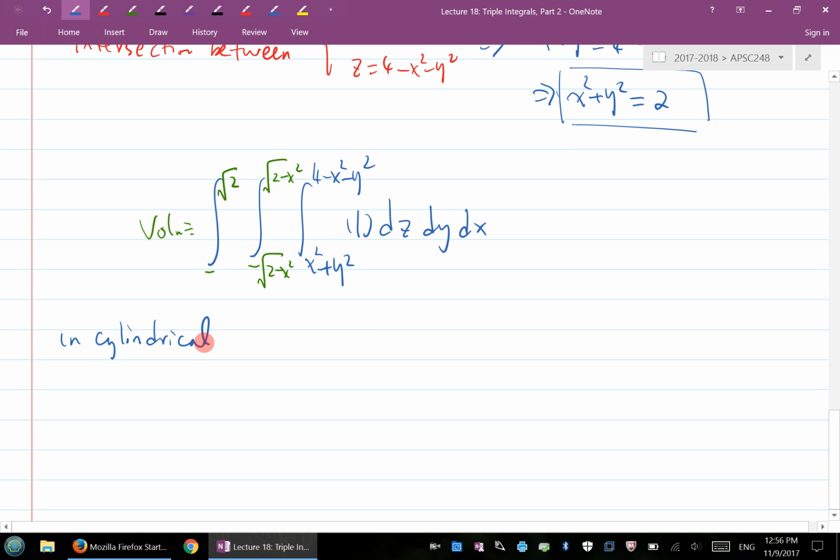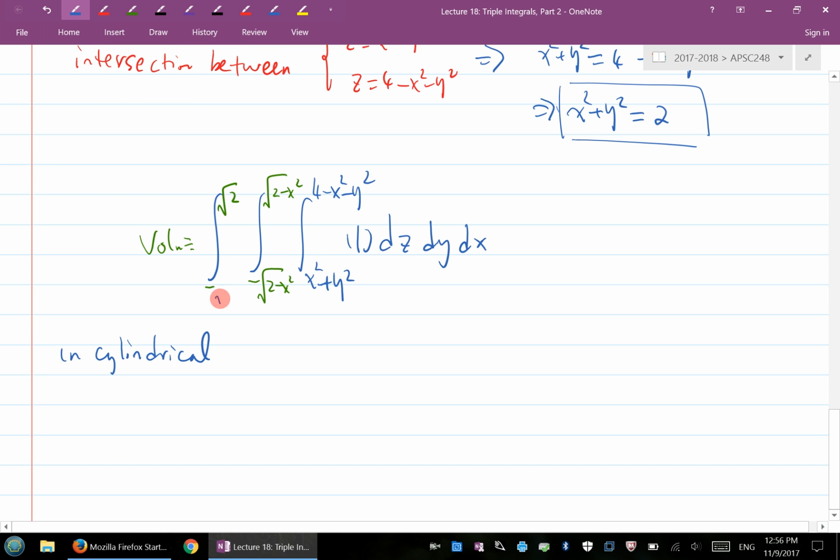Okay, so let's look at the cylindrical coordinates. If I use cylindrical coordinates, how does it look now? Is that bottom limit negative root 2? Oh yeah, where did that go? Okay, is that clear?